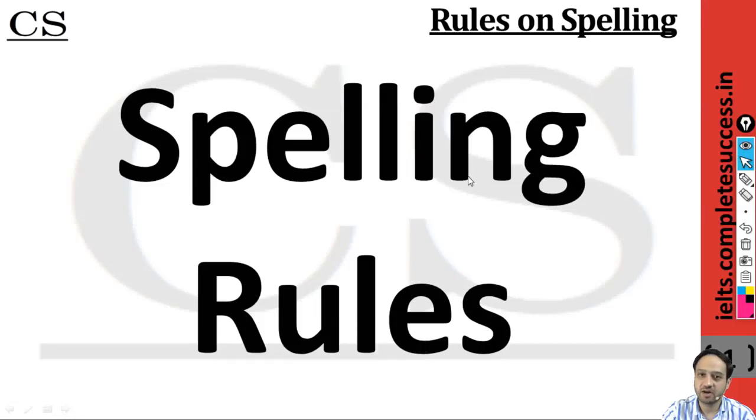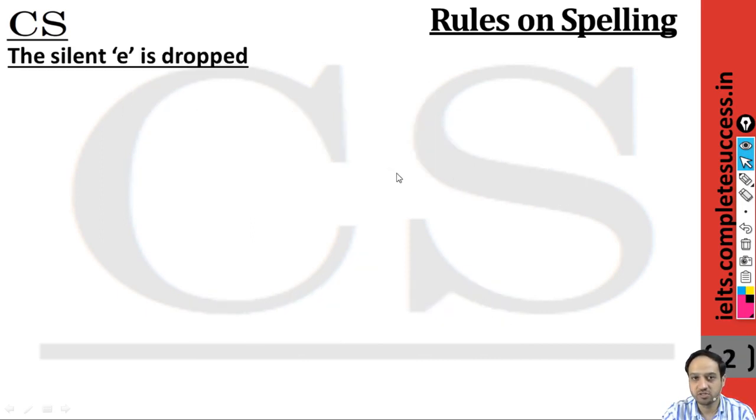So this is the second part of spelling rules. In this section, we will see words which end in E. When we add suffixes to words which end in E, sometimes we drop the last letter E, and sometimes we retain the last letter E. So we'll check those rules.